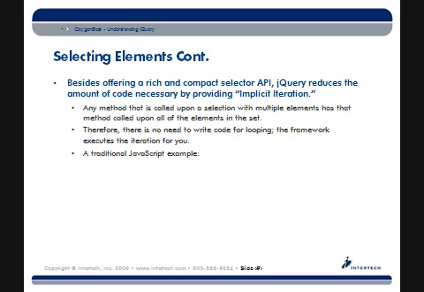Besides offering that rich and compact selector API, jQuery is going to reduce the amount of code you need by providing implicit iteration. That's exactly what I just showed you. You notice that when I had a set of elements, I didn't need to call the method on each of them. I didn't need to create a for loop or some type of loop and then iterate through and call the method over and over again. jQuery is going to do that for you. Let's take a look at an example.